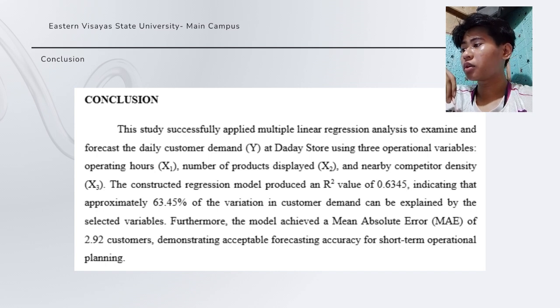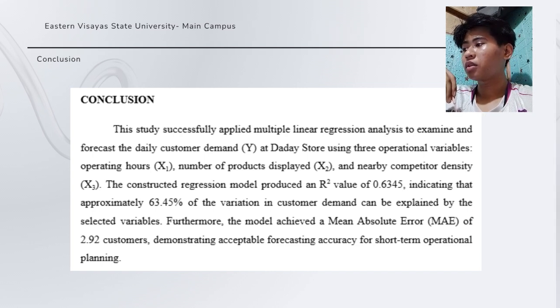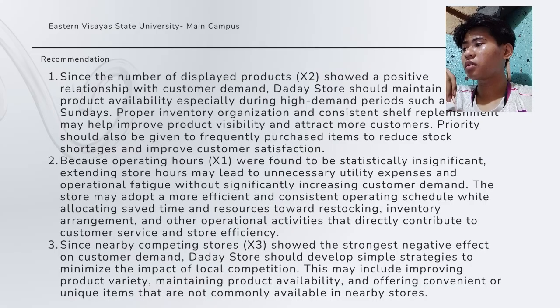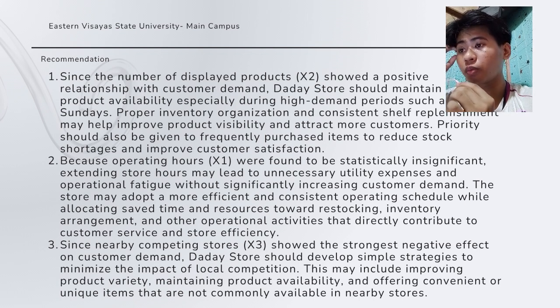And for our recommendation, based on our findings of the study, since the number of displayed products, or the X sub 2, shows a positive relationship with customer demand, the store should maintain sufficient product availability, especially during high demand periods such as Sundays. Proper inventory organization and consistent shelf replenishment may help improve product visibility and attract more customers. Priority should also be given to frequently purchased items to reduce stock shortage and improve customer satisfaction.